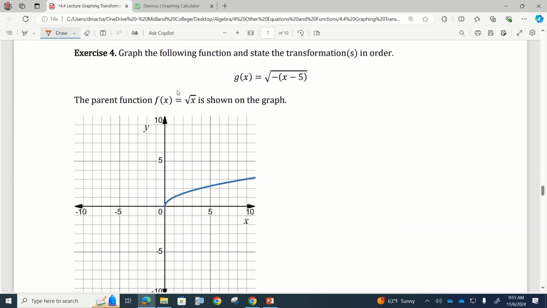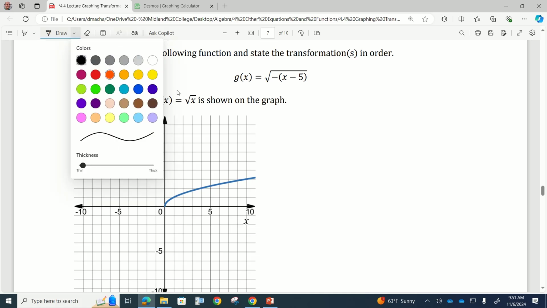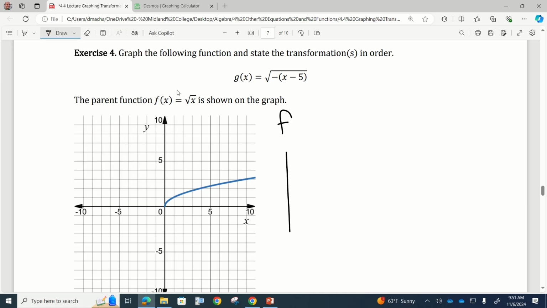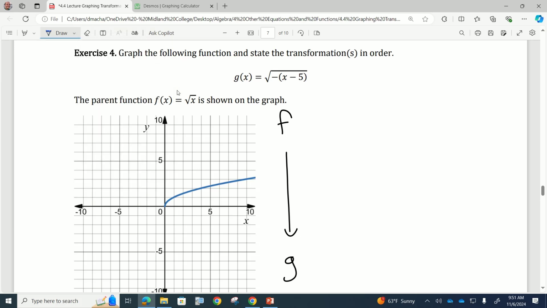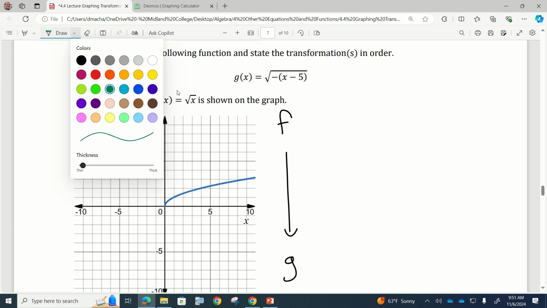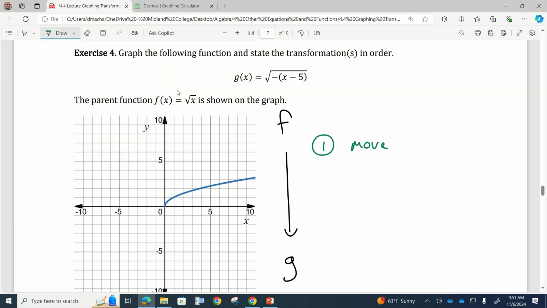Okay, here we go. I've got a parent function, square root of x. And I want to eventually get this function, square root of negative, parentheses, x minus 5. The first question I ask is, am I moving this to the left or to the right? Right 5. I'm moving it to the right 5 units. Let me choose a different color. Move right 5. And if I move right 5, I'm going to get a curve that looks like the square root of x minus 5.